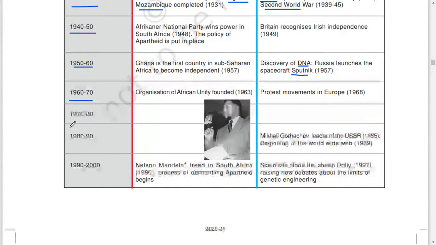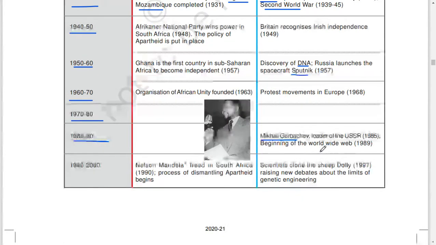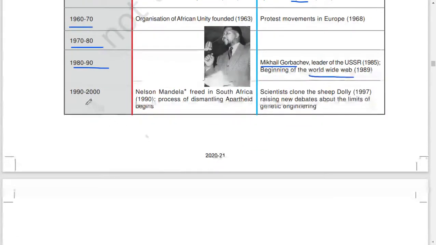1970 to 80. 1980 to 90, Mikhail Gorbachev, leader of the USSR, 1985. Beginning of the World Wide Web, 1989. 1990 to 2000, Nelson Mandela freed in South Africa, 1990. Process of dismantling apartheid begins. Scientists clone the sheep Dolly, 1997, raising new debates about the limits of genetic engineering.